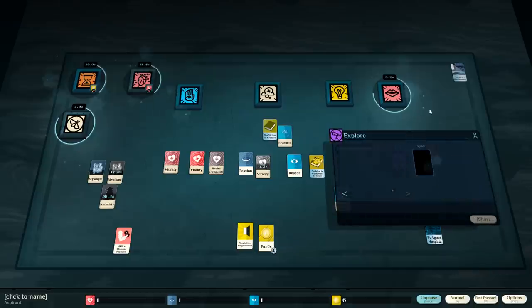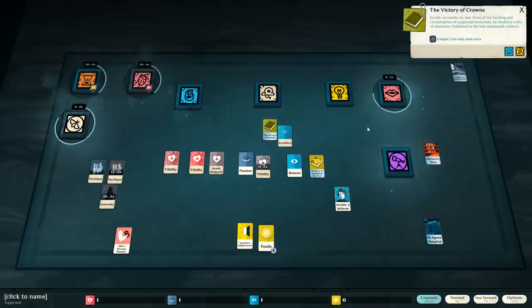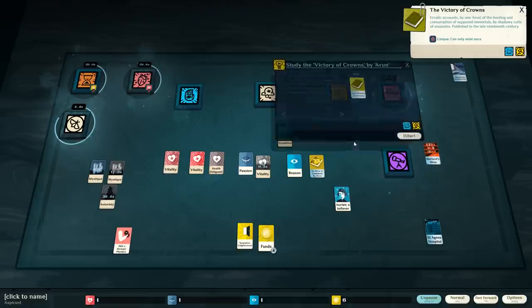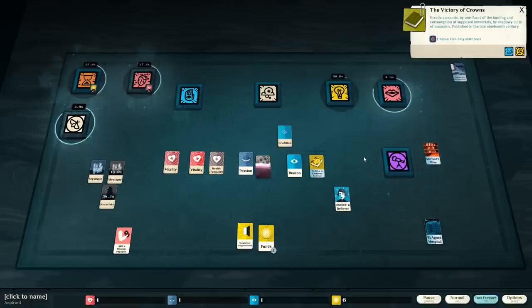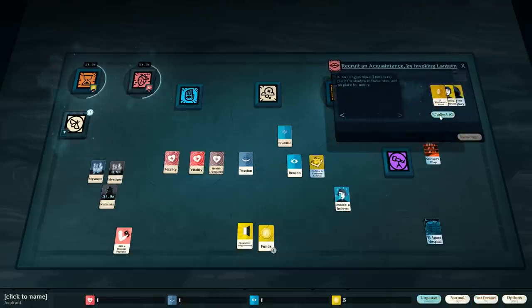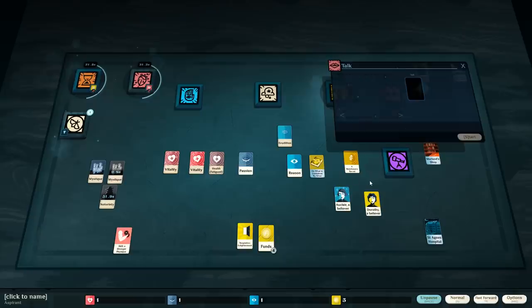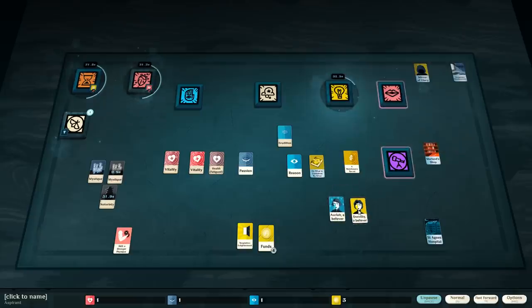What have we got here? The Victory of Crowns. Erratic accounts by one Arun of the hunting and consumption of supposed immortals by shadowy cults of assassins in the late 19th century. Studying lore generates more lore. With this lore, you can unlock rituals, you can summon creatures from the beyond, from the Mansus even, and from other places. So there we go. I've recruited a new acquaintance by invoking a lantern.